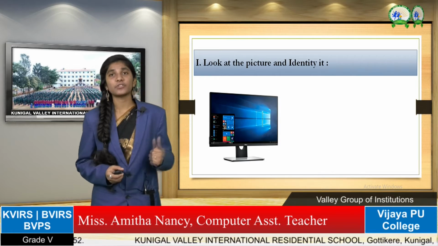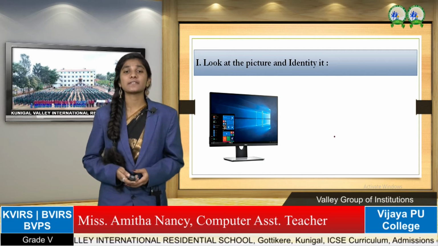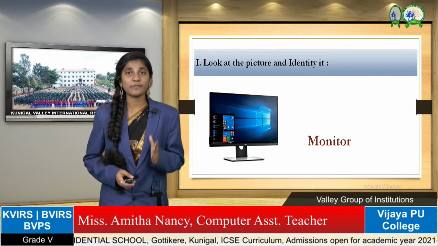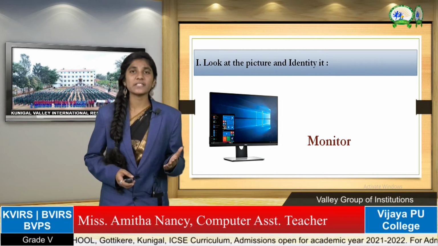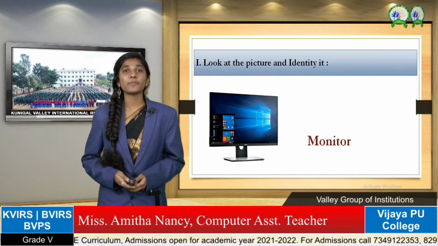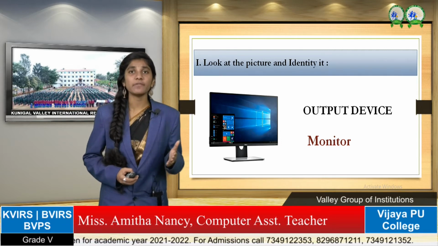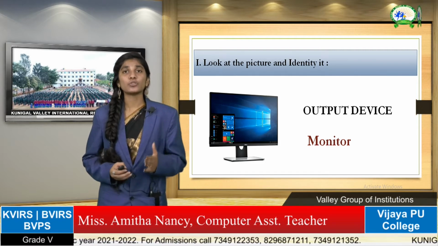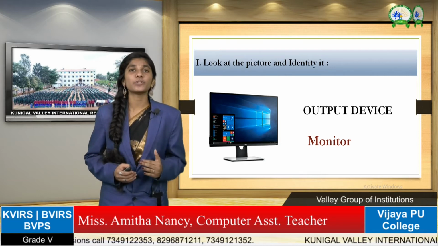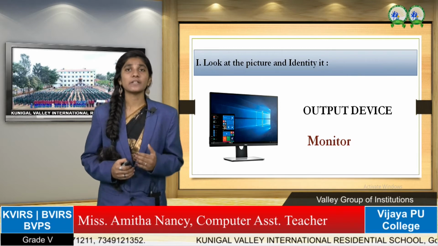So here we have one picture. What is this device? Yes, the device name is monitor. You have to know the device name, or if it is software, you should know the software name. Which type of device is it? Yes, it is an output device. In hardware we have output and input devices, so you should know the difference between them. Look at the pictures in your textbook.